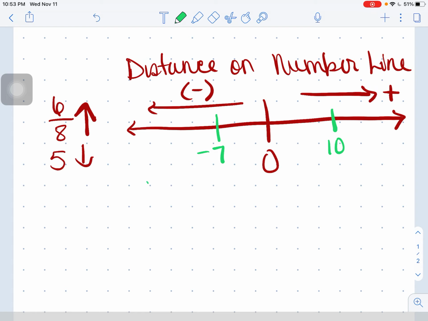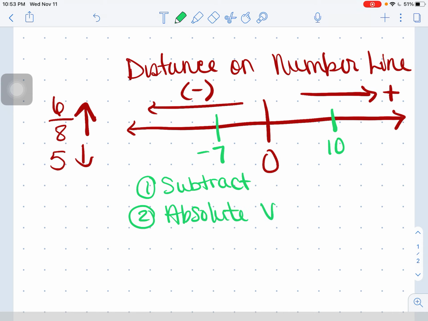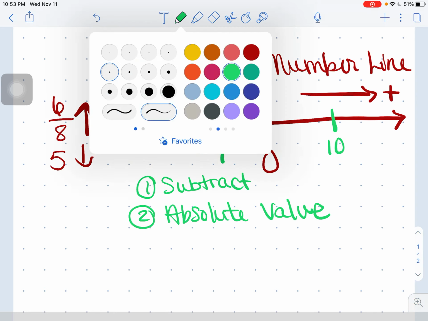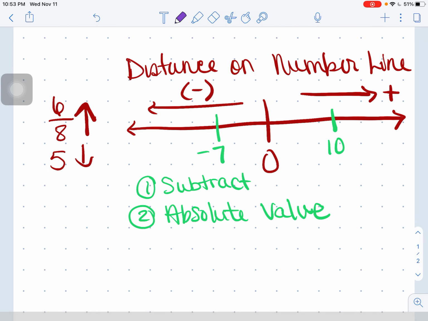So, first thing we need to do is subtract, and then we're going to find the absolute value. Okay, so we're going to be doing these 2 steps the entire time. So first number is negative 7. We're going to subtract 10, and we're going to find the absolute value of that.